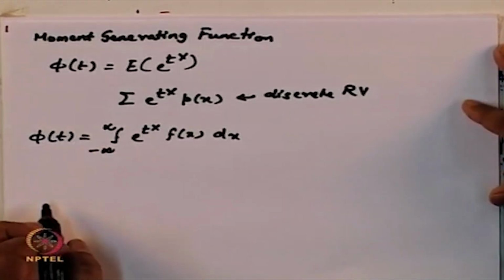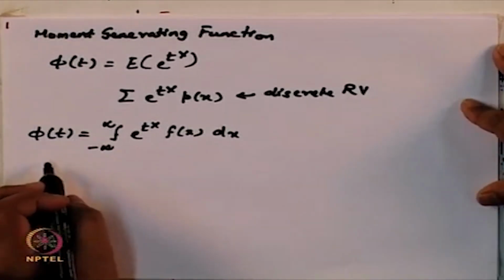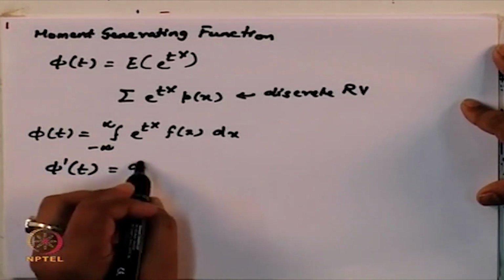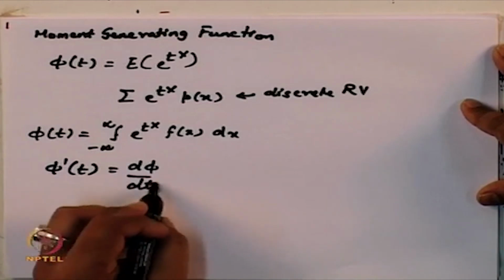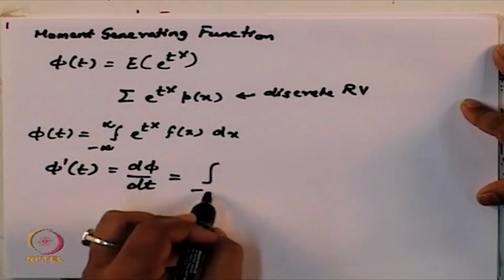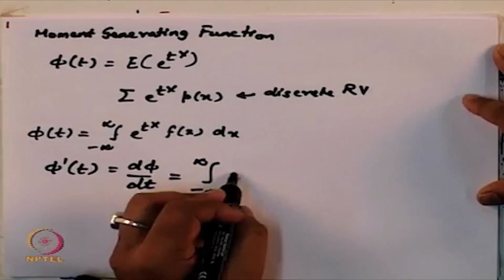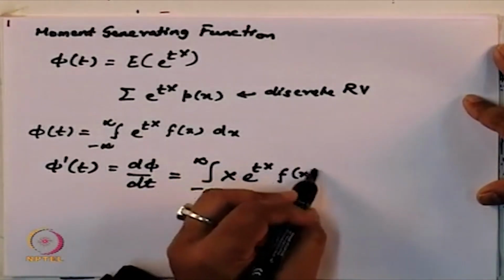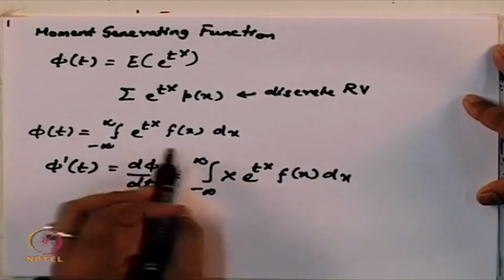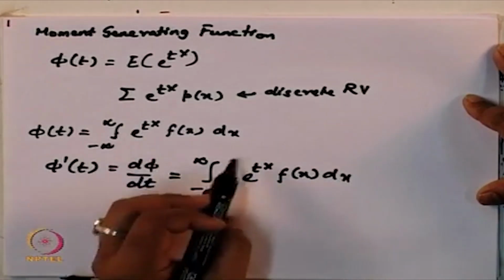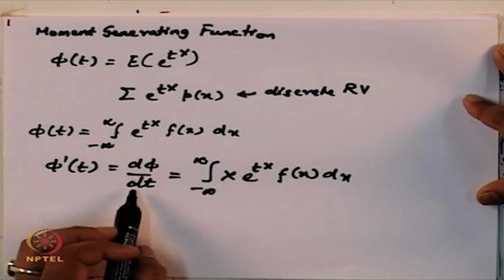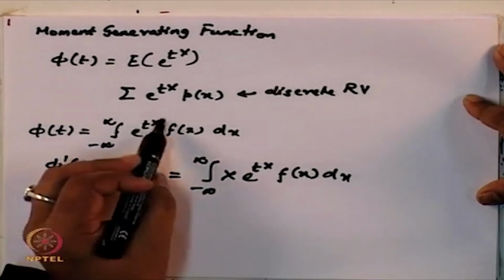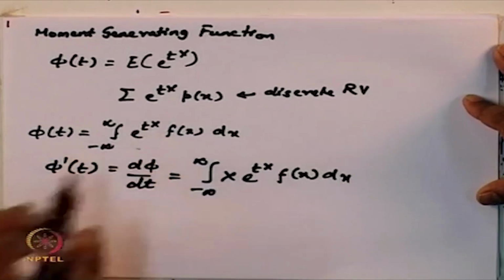Now, let us take the case of the continuous random variable and derive. If I take phi prime of t, which is d phi by dt, then I can write it as the integral of x e to the power tx f of x dx. Why? Because this entire function is a function of x except for e to the power tx. So, when you take a derivative with respect to t, you only need to take the derivative of this component, e to the power tx.